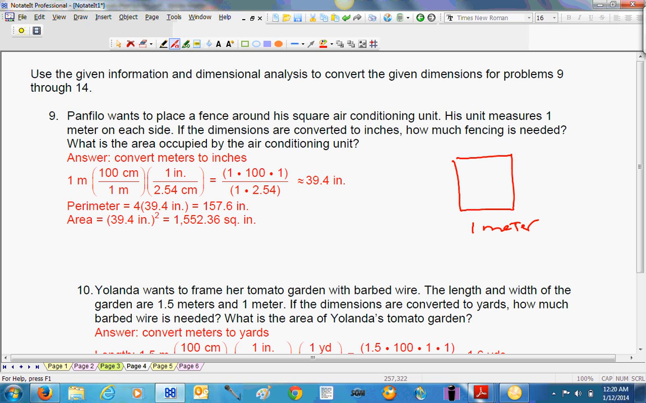So we can go with 100 to 1, and then this way we can do what? Cancel out the meters, and we're left with 1 times 100 centimeters. But now we need to know, how many centimeters is in an inch? Well, 2.54. So let's cancel out this part.